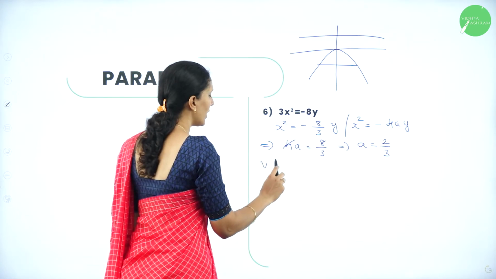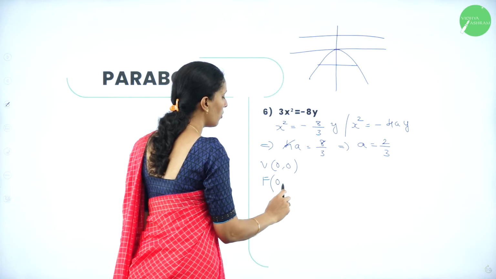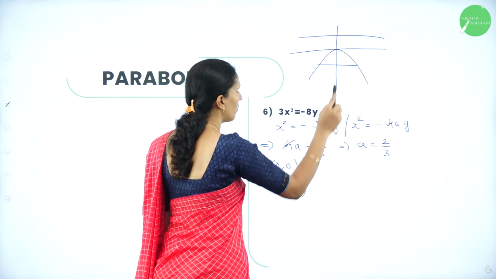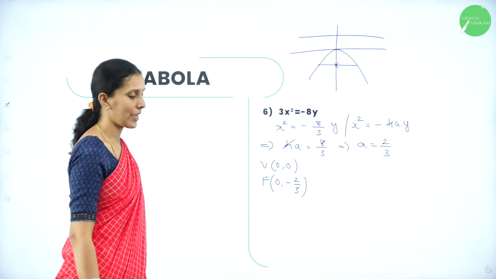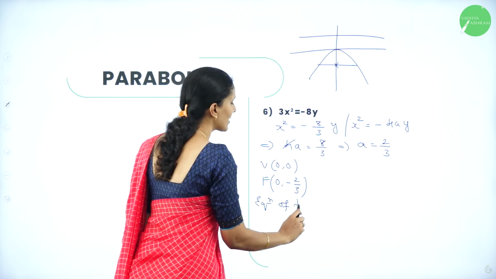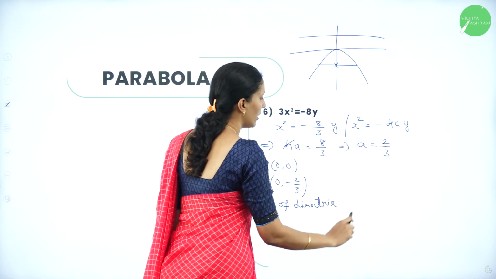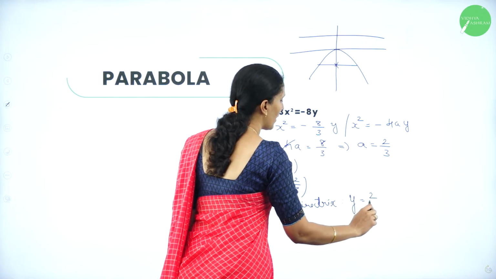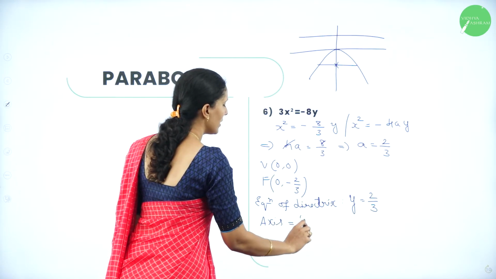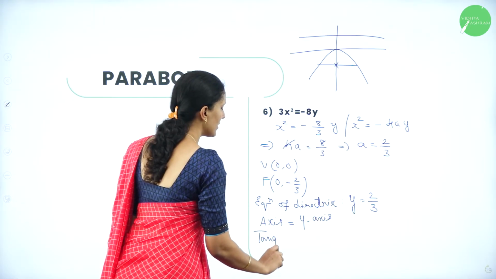So let's write the vertex. It is 0, 0. Let's write the focus: 0, because it lies on the y-axis, and it is minus 2 by 3 because the focus is on the negative side of the y-axis. Next, equation of directrix. Directrix lies on the positive side of the y-axis. So therefore it is y is equal to 2 by 3. Which is the axis of the parabola? Axis of parabola is y-axis and tangent to parabola is x-axis.